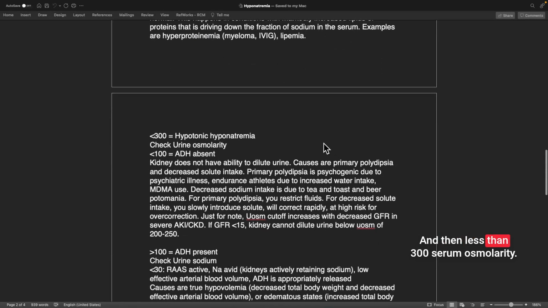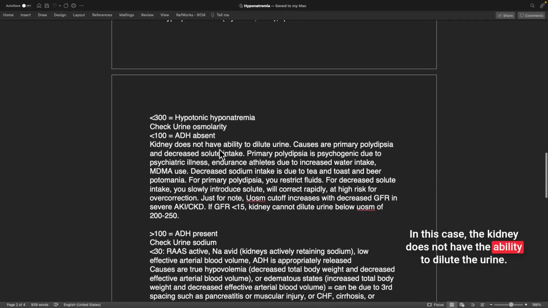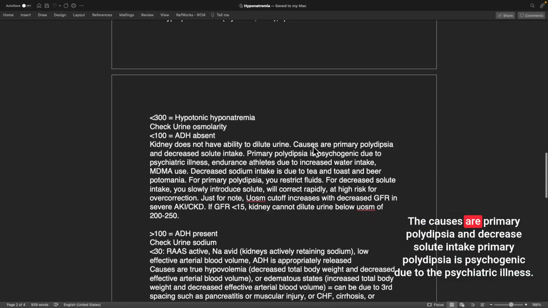And then less than 300 serum osmolarity, this is hypotonic hyponatremia. Then you need to check the urine osmolarity. If it's less than 100, then ADH is absent. In this case, the kidney does not have the ability to dilute the urine. The causes are primary polydipsia and decreased solute intake.